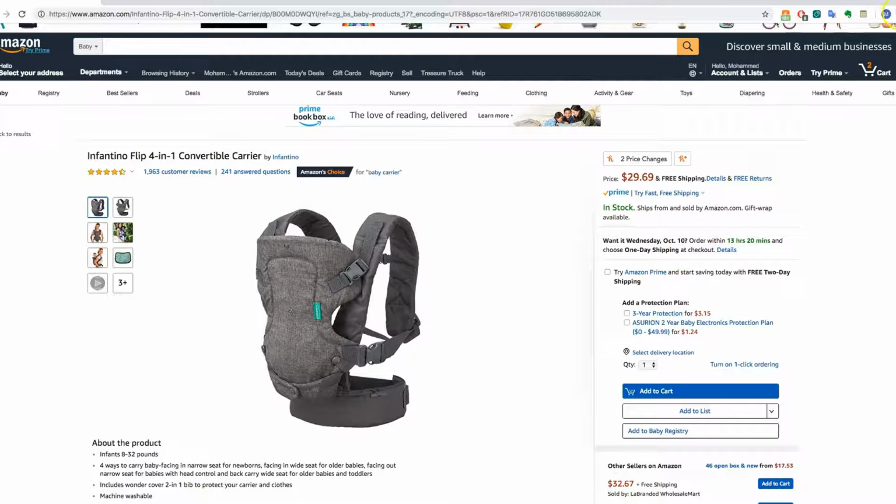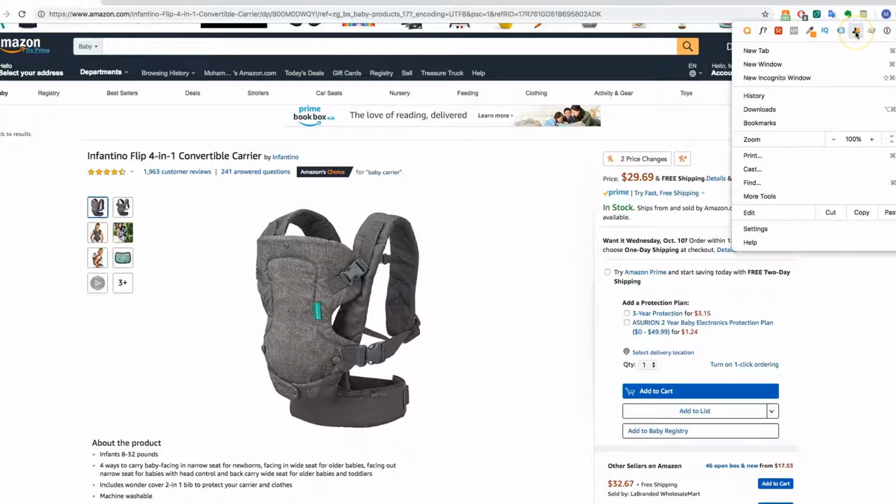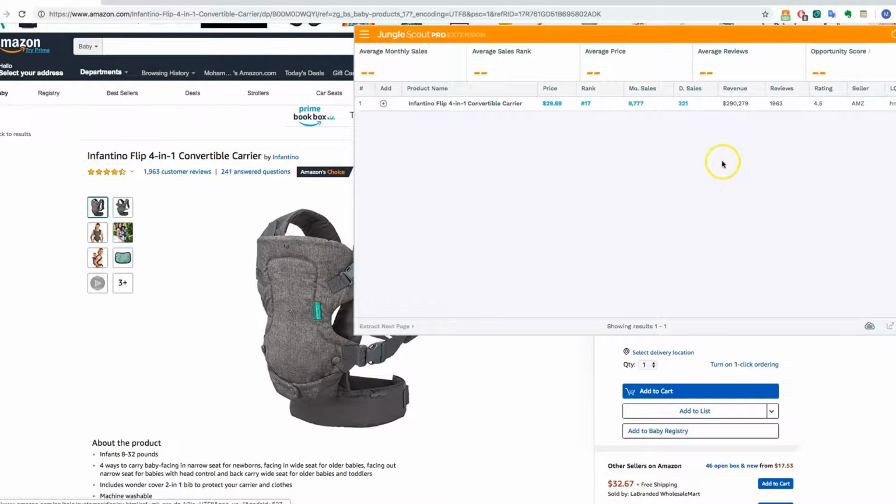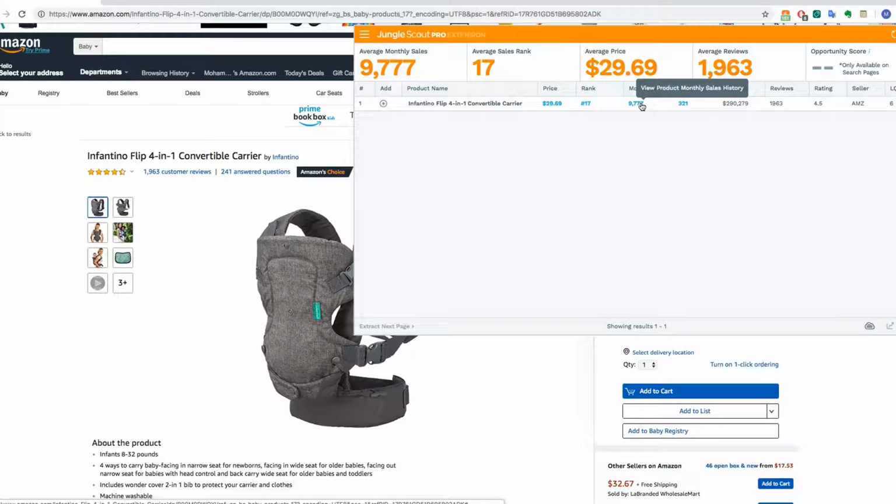The proof is that I have a tool called Jungle Scout, which is used by Amazon FBA sellers. So I'm an Amazon FBA seller. Besides dropshipping, I also sell on Amazon. So I have this tool. I run this tool and I want to see how much money it made last month. So it sold approximately 10,000 units, right?